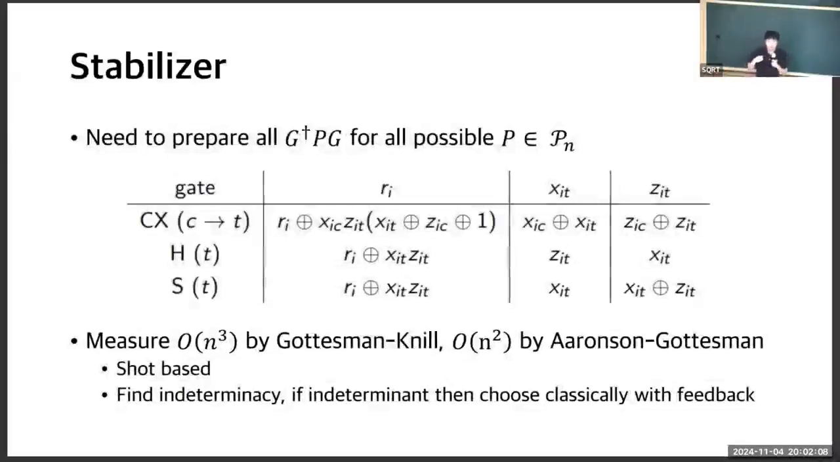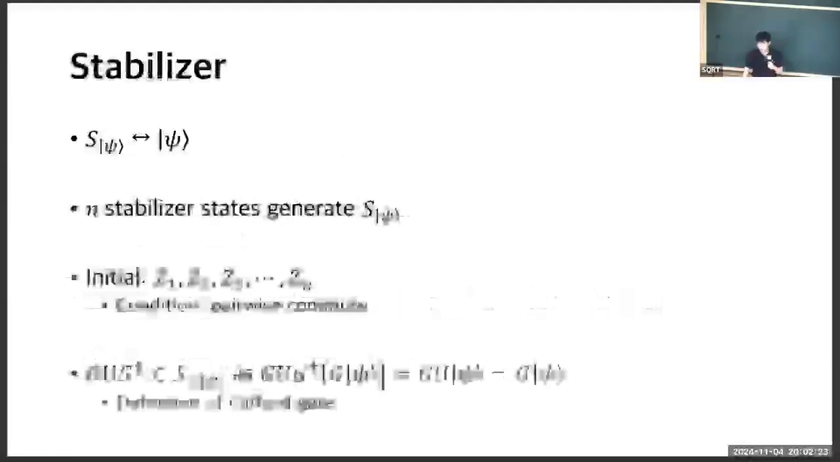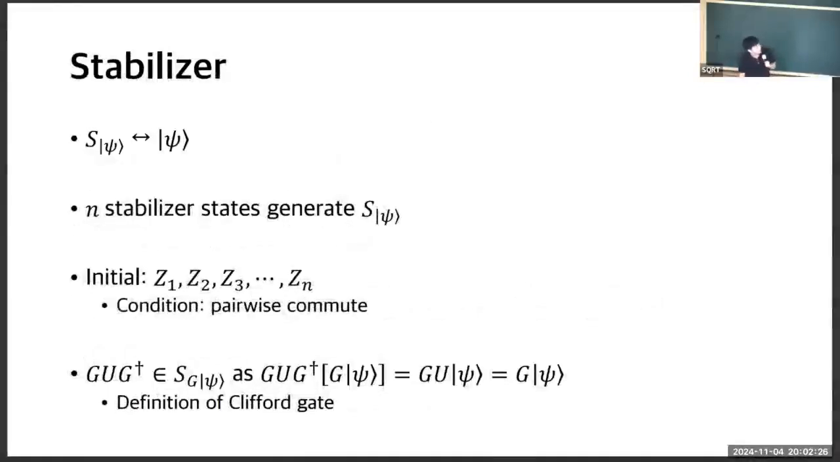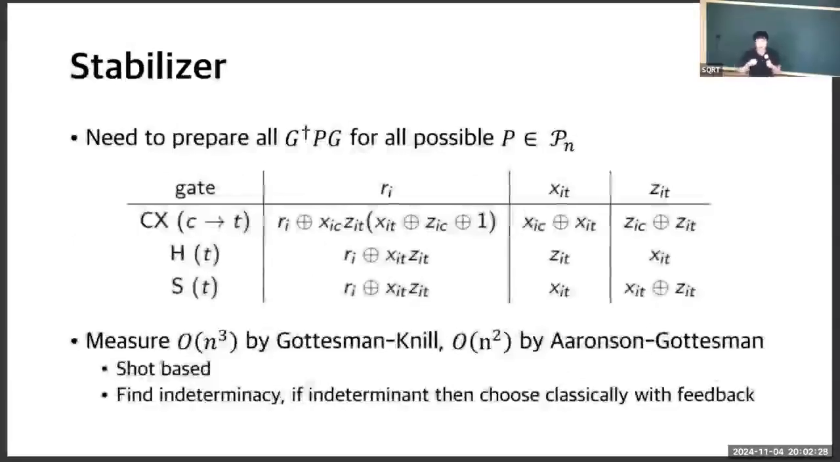So to use this storage and update it, we need to prepare all G dagger PG for all possible P. If we want to apply a gate, then we need to update by that GUG dagger here. So we need to have all X and Z components, how they change. And if we have the formula for that, then we can just apply the formula, which takes O(N) to O(N squared). So that makes a simple simulation of Clifford gates by O(N squared) or O(N cubed).